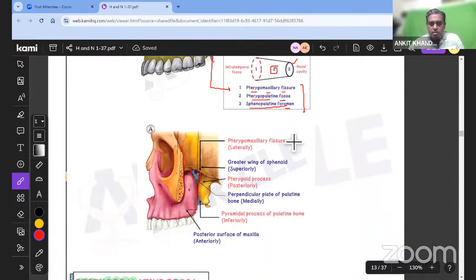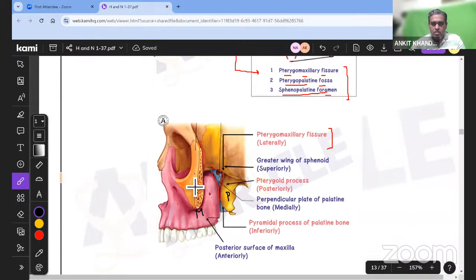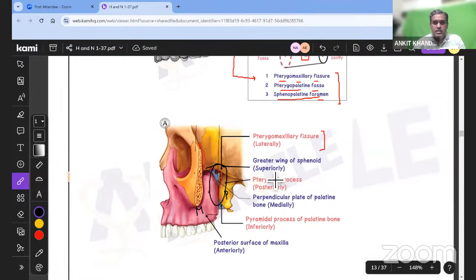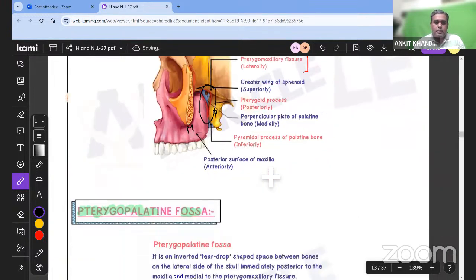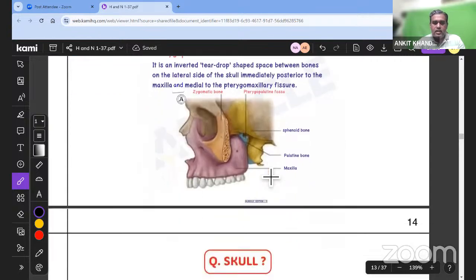Again, what is shown over here? Look in the diagram, the pterygomaxillary fissure. Okay. Again, this is the maxilla. This is the pterygoid part of the sphenoid bone. If I can try to zoom it a bit more and encircle it a bit, this is the pterygomaxillary fissure. Deep inside this, you have what? You have the pterygopalatine fossa. Do remember it. So that is the pterygopalatine fossa area.